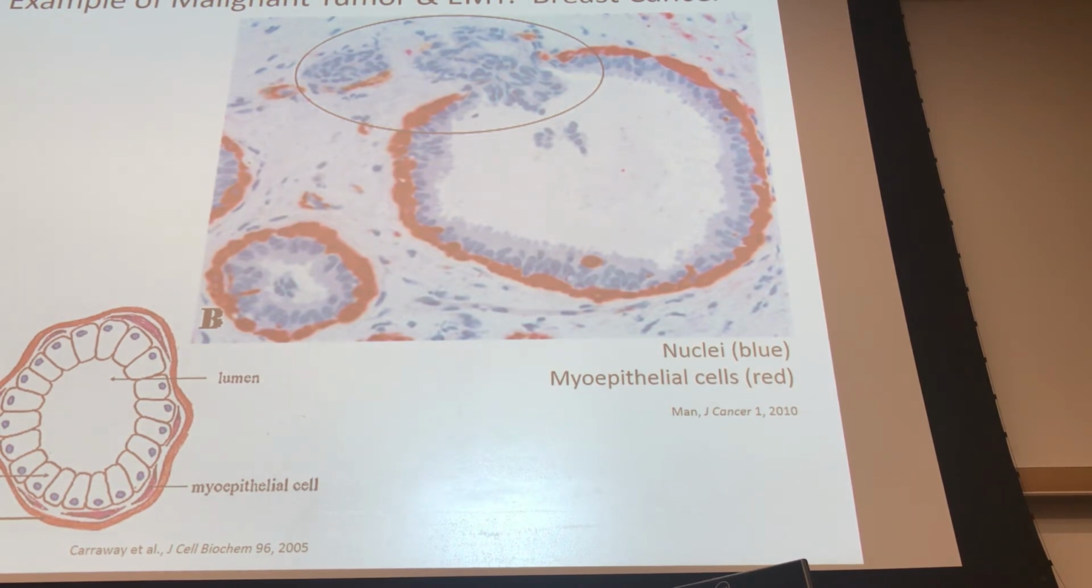This is a normal breast duct here. So you've got your lumen, so that's what's here. You've got the epithelial cells, the layer of epithelial cells, so that's what's shown here. And then it's surrounded by this basement membrane that includes these myoepithelial cells. But now here, this is becoming cancerous. These guys have breached that membrane.